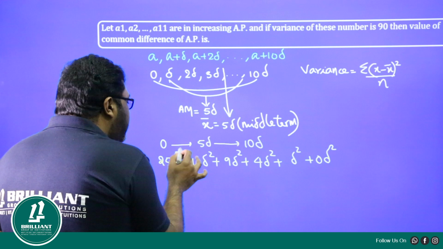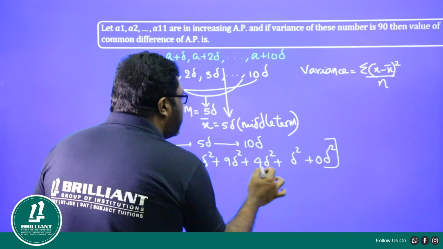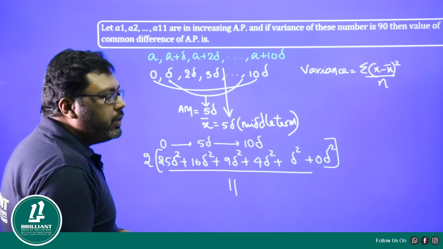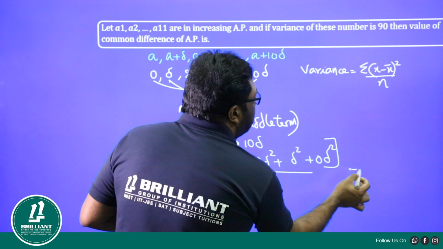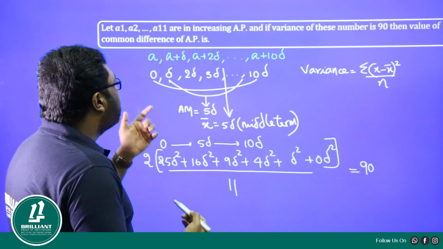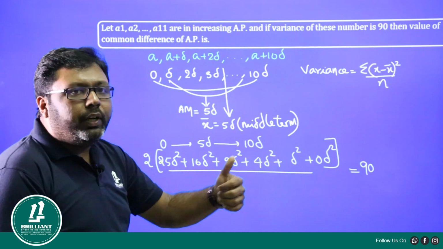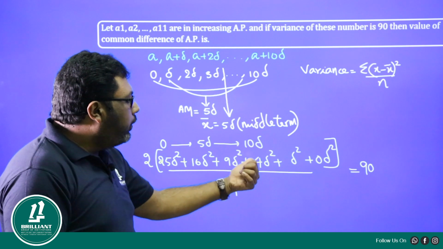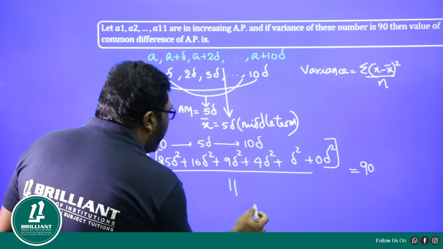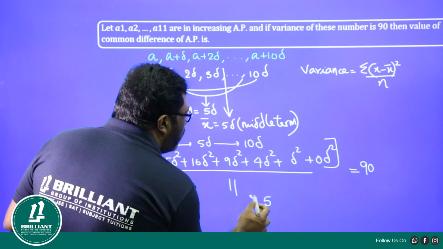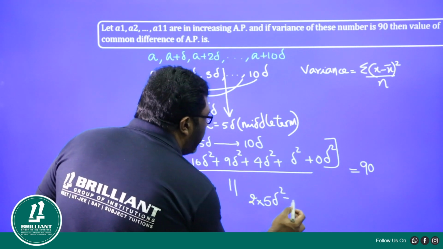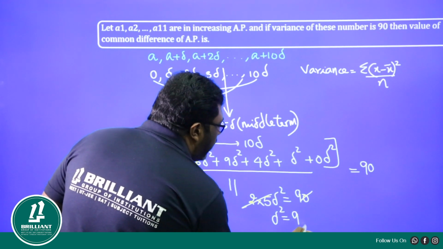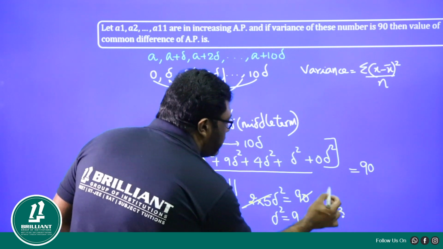After this, these terms are repeating, so can I say adding them again is irrelevant? I can multiply by 2 and divide by the number of terms, which is 11, and this variance is given to me as 90. Then they ask me for the common difference, so solve it for D. Can you add it up? 25 plus 16 is 41, 50, 55. 55 by 11 is 5. So 2 into 5D squared is equal to 90. This becomes D squared equal to 9, so D is equal to plus or minus 3.